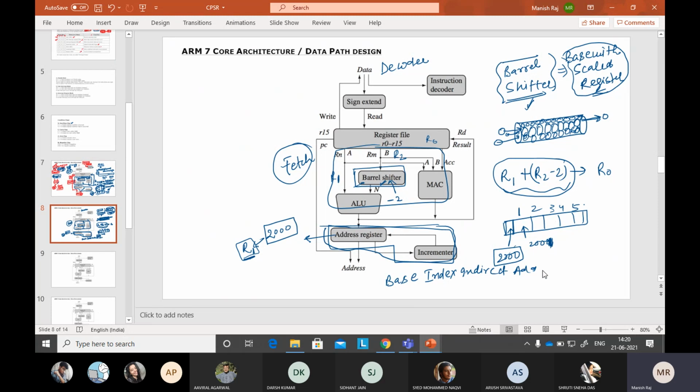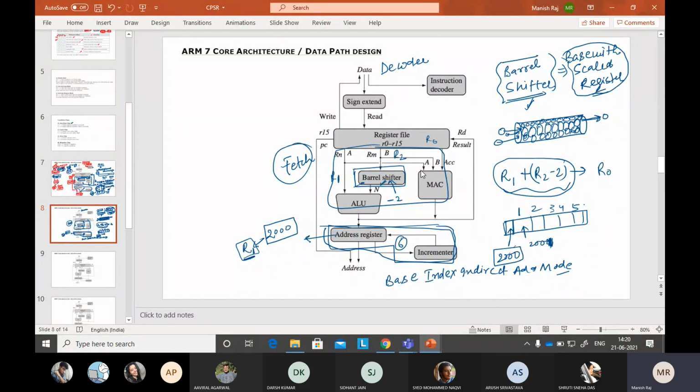So you can understand this is the seventh one, where you are using the barrel shifter. This is the sixth one, where you are providing some base value to the base register. After that you are incrementing that part and you will get the value.